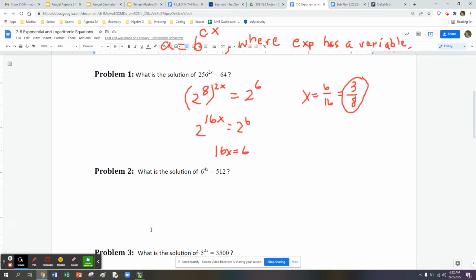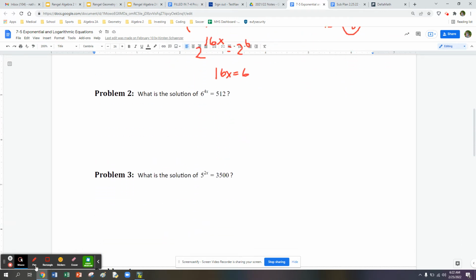Let's head down and look at problem 2. We're checking out the bases, and I've got a base of 6 and a base of 512. So I check my power sheet. A base of 6 would be in row 6, and that has 36, 216, 1296. I do not have the 512 in that row. So 6 and 512 I cannot write as a common base. Here's where we have to use a logarithm to solve this problem.